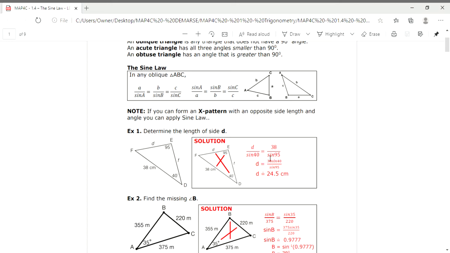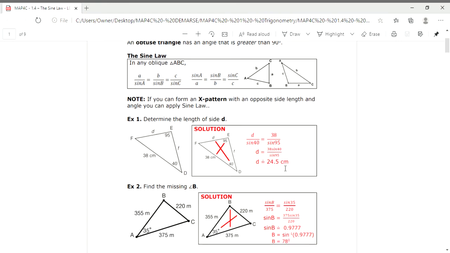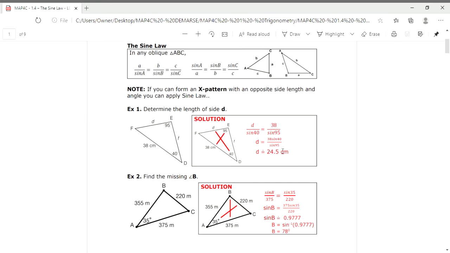Multiplying it is the same as putting it in the numerator. So my right-hand side is going to turn into 38 times sine of 40 degrees, and then still divided by sine of 95 degrees. If you'd like to do this in a couple steps, but you might be able to do this all in once in your calculator. Putting this in, 38 times sine of 40 degrees divided by sine of 95 degrees should give a value of 24.5, and that will be in the units of centimeters. The length of D is 24.5 centimeters. You can check to see if that looks reasonable, and compared to this side length, it does.